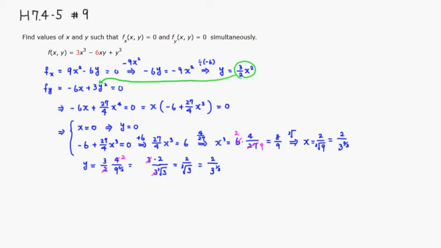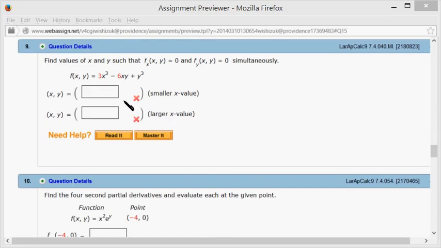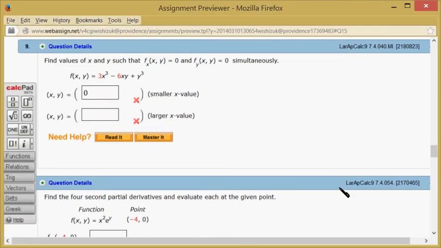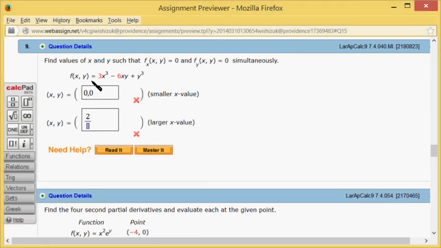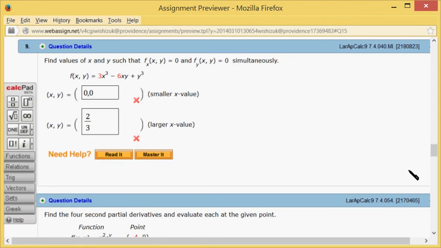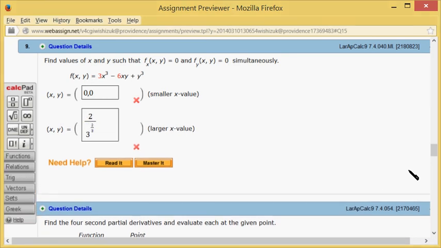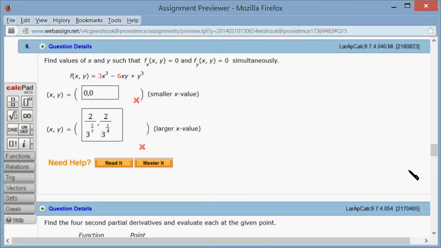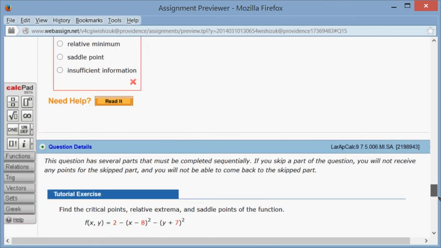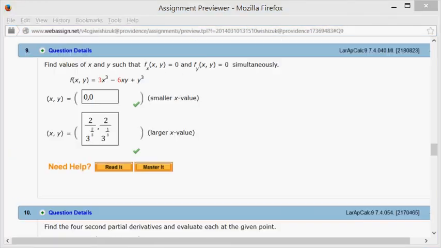So let's type those in. The first point, with the smaller x, is 0, comma 0. Then the other one was 2 over 3 to the 2/3 power, comma, 2 over 3 to the 1/3 power. Let's check the answer. It looks like we got these correctly. That's it. I hope that this was clear.